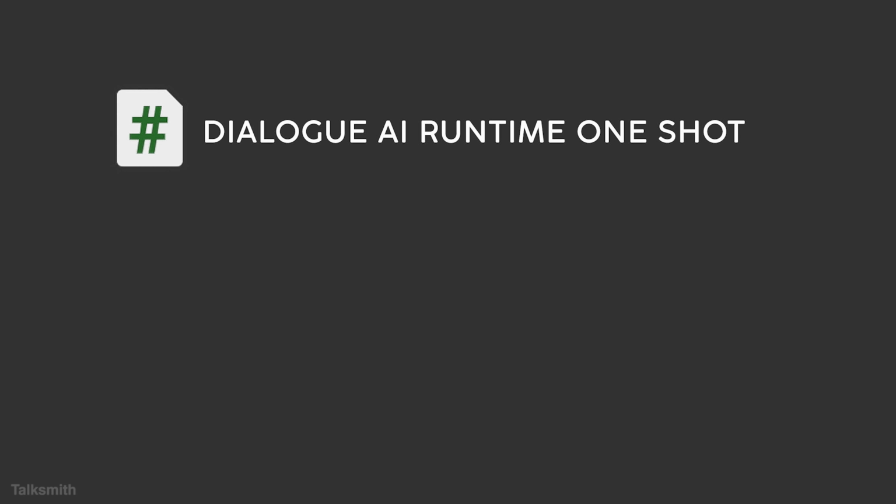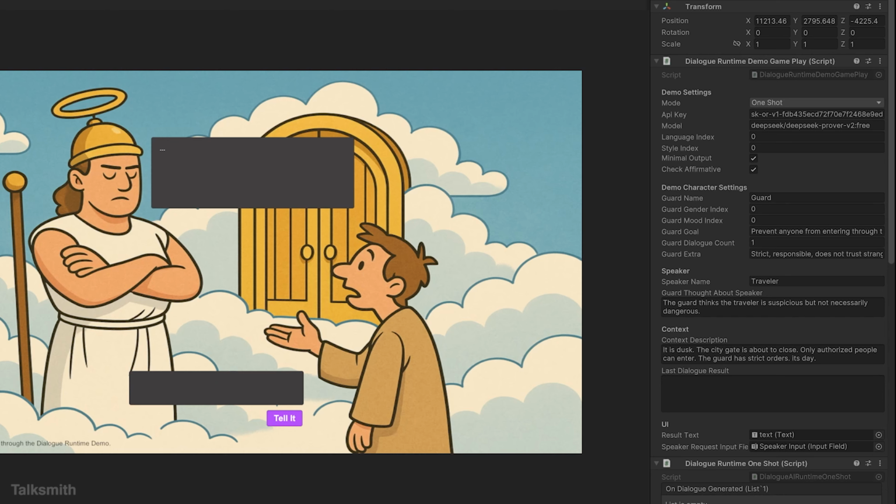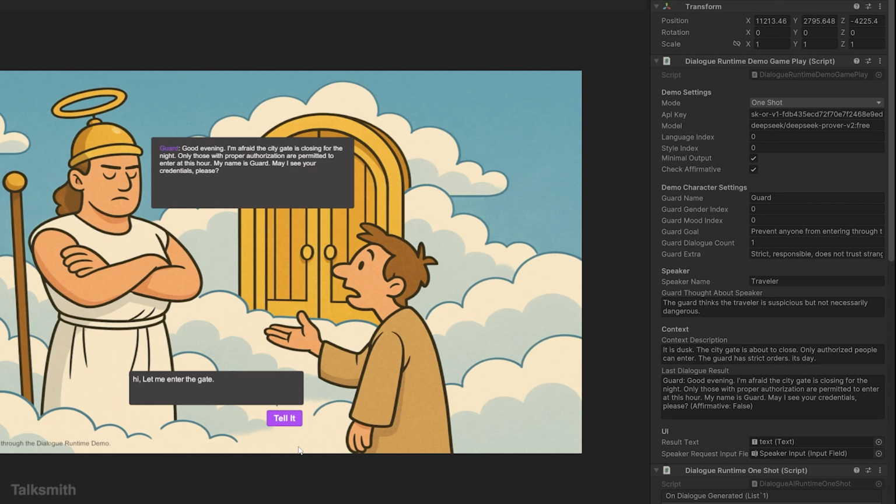Want to generate dialogue during gameplay? Use either Dialogue Runtime One-Shot for single-shot generation, or Dialogue Runtime Component for dynamic, configurable use in runtime. Just add the component to a game object, fill in the settings in script, and call Generate Dialogue. That's it. You're ready to start creating smart, dynamic conversations with AI.